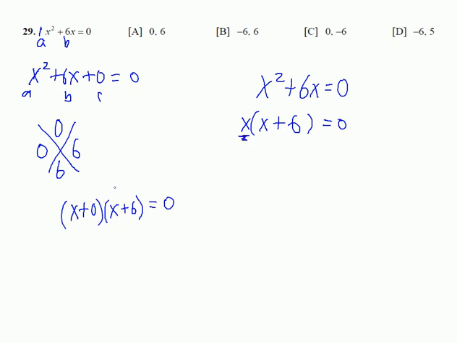But I want you to notice that it's the same. Okay, x plus 0 is x. So to make this come out to 0, x would have to be 0. And to make this one come out to 0, this binomial right here, x would have to be negative 6. So negative 6 and 0.